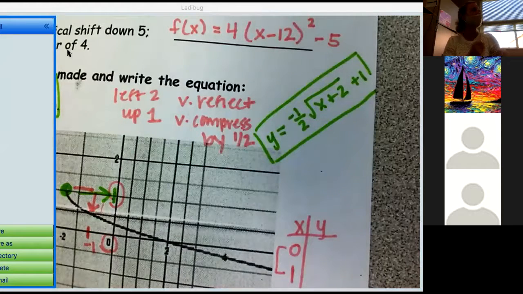So I need y'all peppy. This is on your test. Transformations. Your test is on compositions, inverses, and transformations.